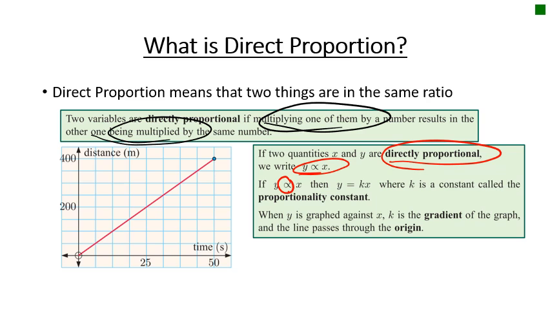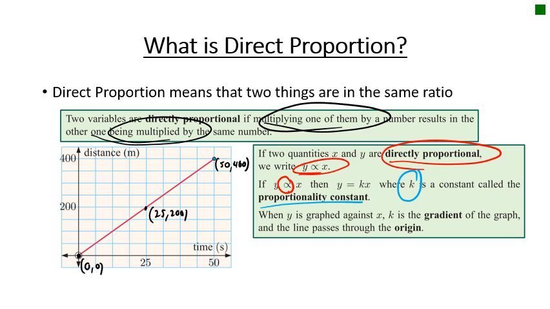If things are in direct proportion or directly proportional, then they must be multiplied by a constant of k. Now k is called a proportionality constant. And k is actually the gradient of the graph of those two variables. So for example here, if we look at our graph, we've got some points: 0, 0, 25, 200, and 50, 400.